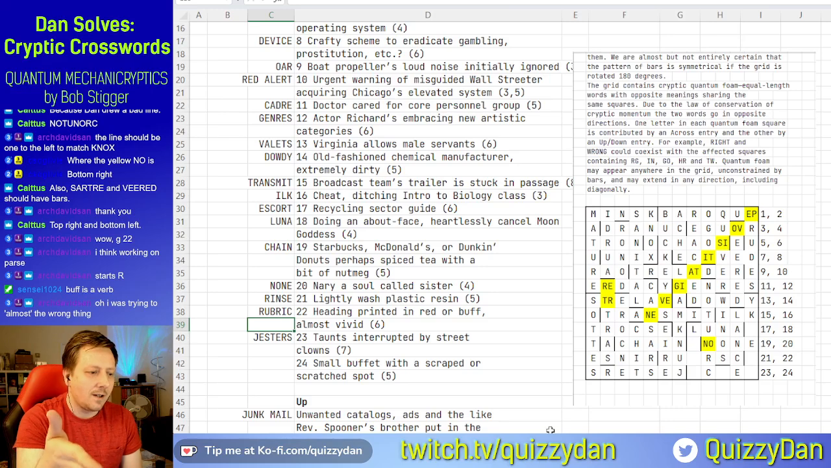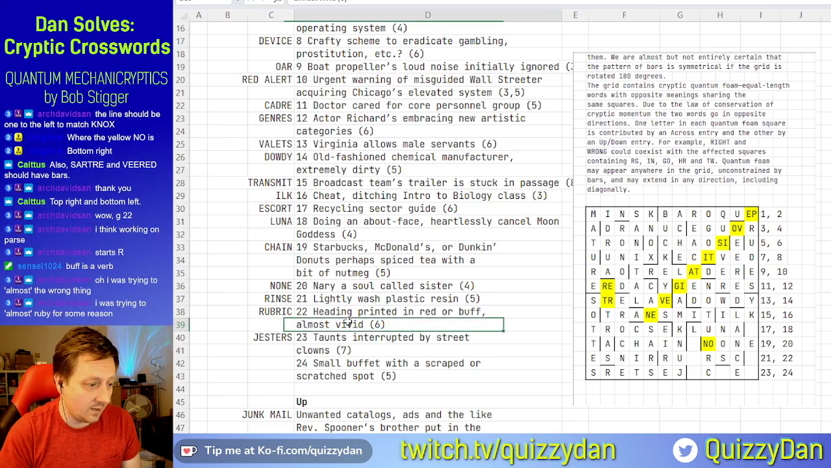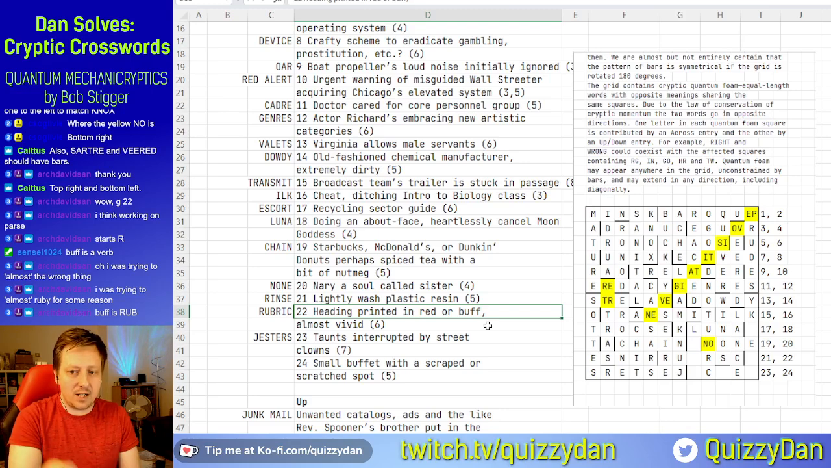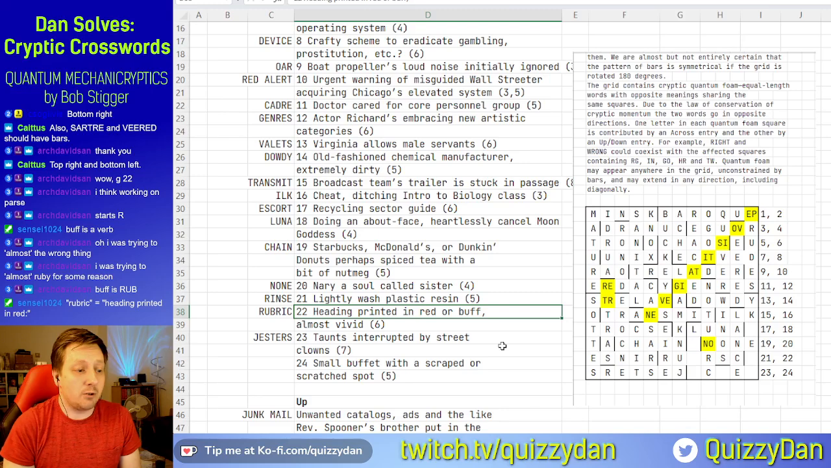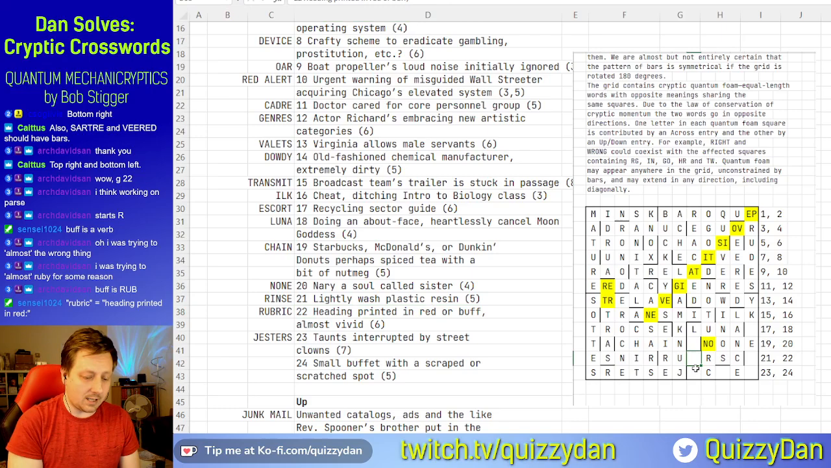So buff. I don't know where the U comes from. Red is R. Buff must be B. Vivid is rich, but it's almost, if we take off the last letter. But where does the U come from? Is printed U? Because we're going to put that in red or buff. Oh, buff is rub. And thus the heading printed in red. Oh, I didn't know that was an actual thing. So rubric, and we get a clash right here.